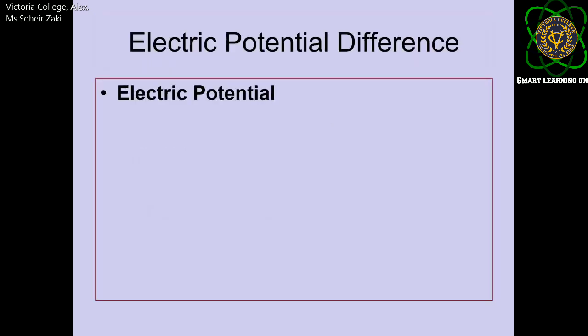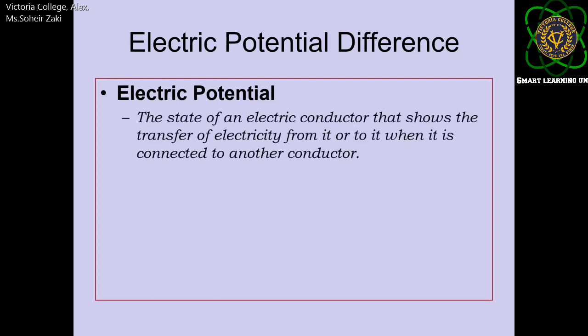The second property that we need to measure about the electric current is the electric potential. What is meant by electric potential? The electric potential is the state of an electric conductor that shows the transfer of electricity from it or to it when it's connected to another conductor.